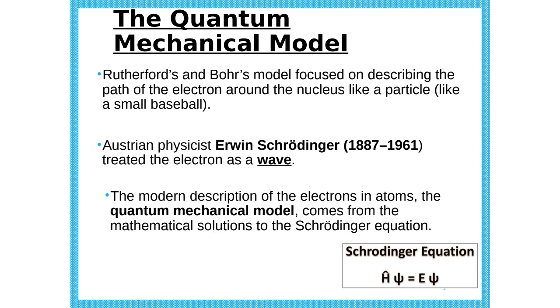Bohr and Rutherford focused on an atomic model where the path of electrons surrounded the nucleus like a little particle. However, Erwin Schrödinger came along and said that the electron actually behaved as a wave. And as a result, he used a lot of calculus and mathematics to develop the quantum mechanical model.